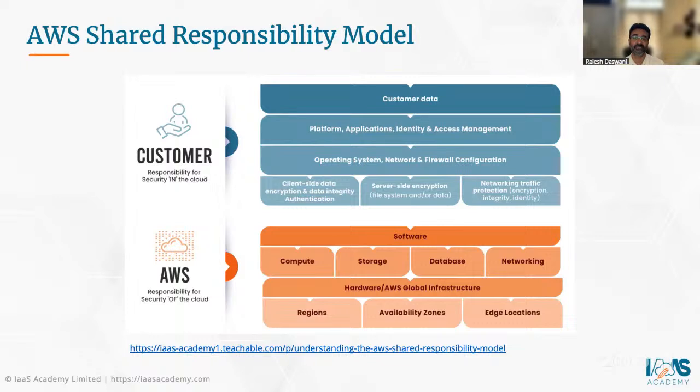You need to ask yourself, can I configure it? Can I actually make configuration changes to it? If so, then it's the customer's responsibility. If I cannot touch it, so I cannot configure the hypervisors, I cannot configure the network cables, I cannot configure the underlying firewalls that are running the system, then it's AWS's responsibility.